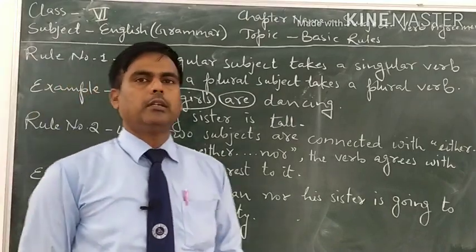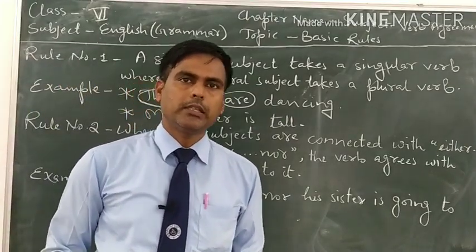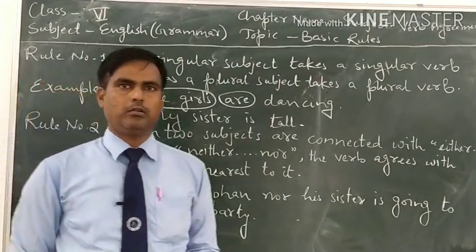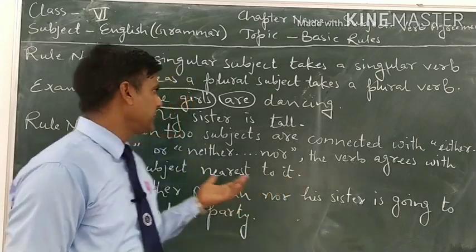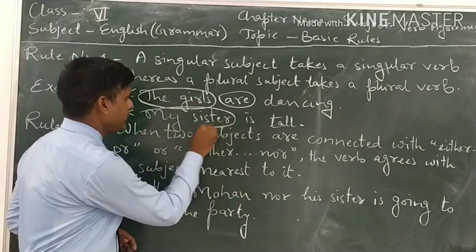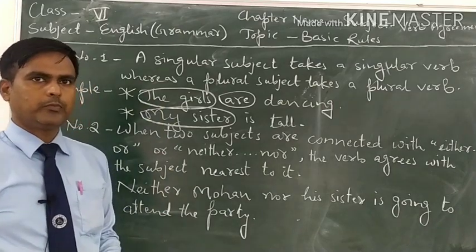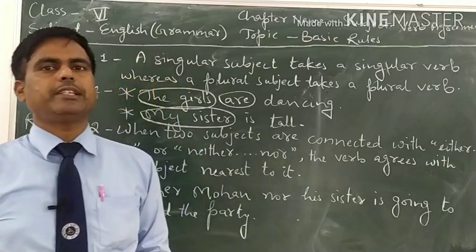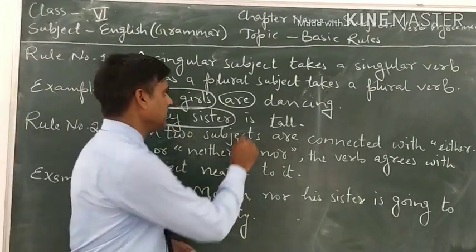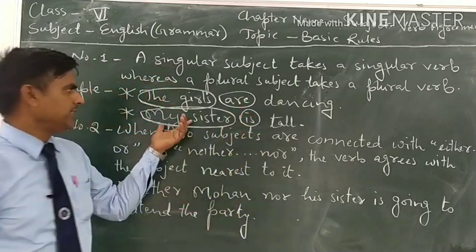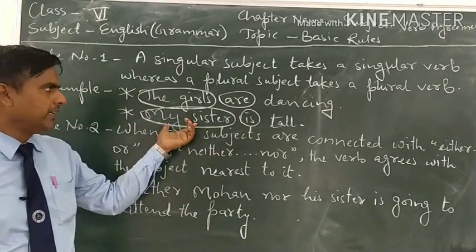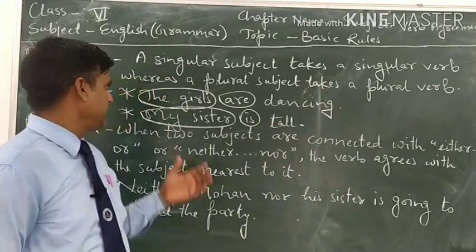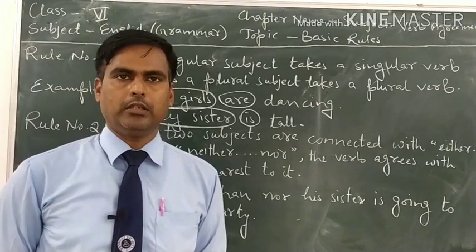Now come to the second example. The second example is my sister is tall. We see that the subject my sister is a singular subject, and it is said in the rule that if the subject is singular we will use a singular verb. So my sister, the subject is singular, that's why we will use a singular verb. So it is said that my sister is tall.